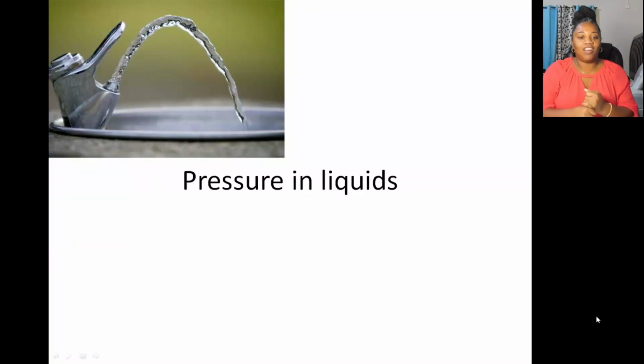Back, and now we're on to a whole new topic, which is pressure in liquids. So here we go.